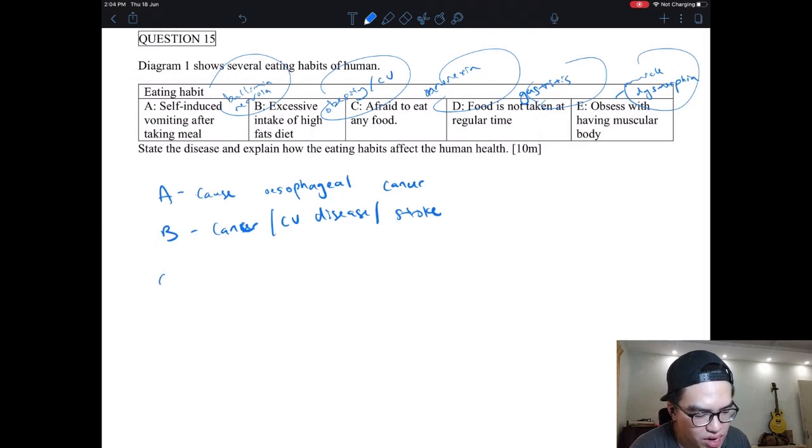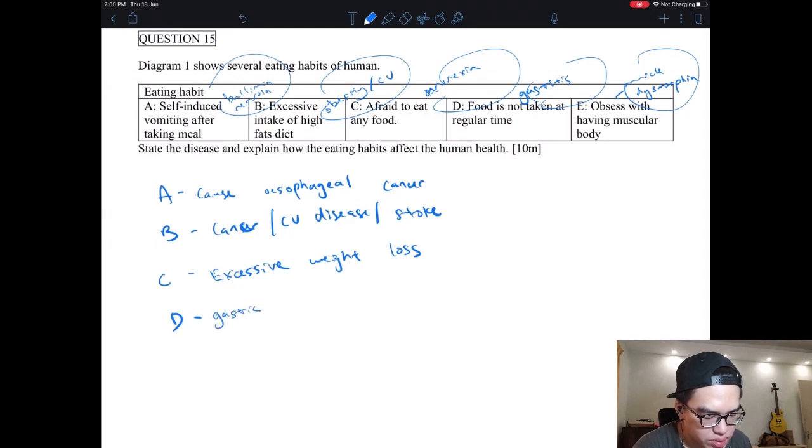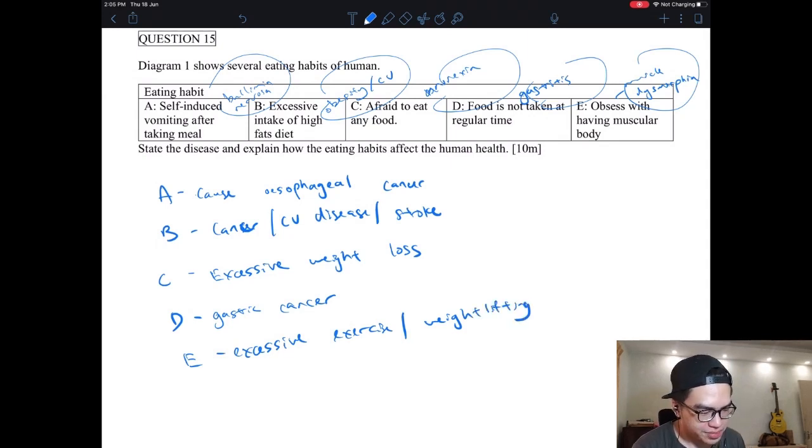How about C, anorexia? You can cause heart failure. You can say excessive weight loss, this is the direct effect. Gastritis, you can cause gastric cancer. How about E, muscle dysmorphia? How does it affect human health? You do excessive exercise or weightlifting. Simple, 10 marks, alright, over here.